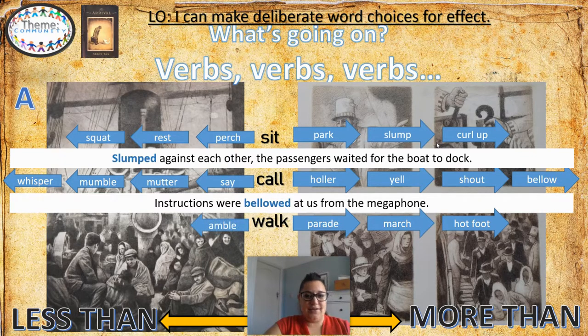What about less than a walk? They might amble, slowly make their way. What about shuffle? Not quite able to pick their feet up and dragging them along. Less than that, maybe a stagger. So it's difficult to take each step, but they're still taking it. Which of these words might we use to describe our passengers leaving the boat? Pause the video now so you can choose your word and build your sentence.